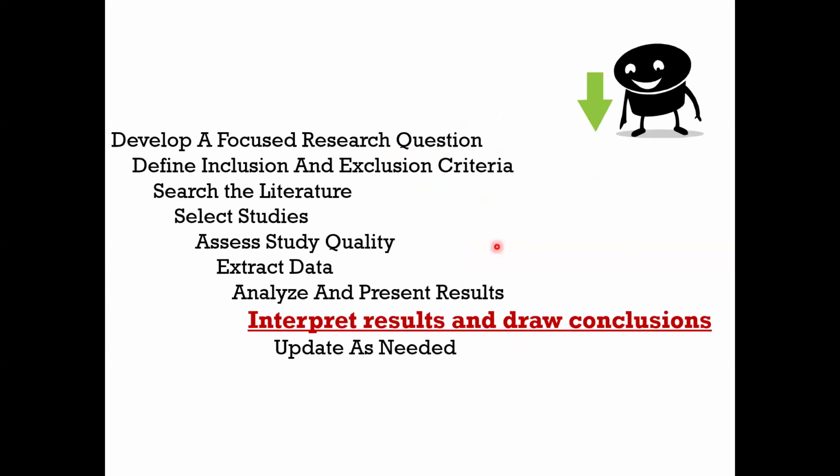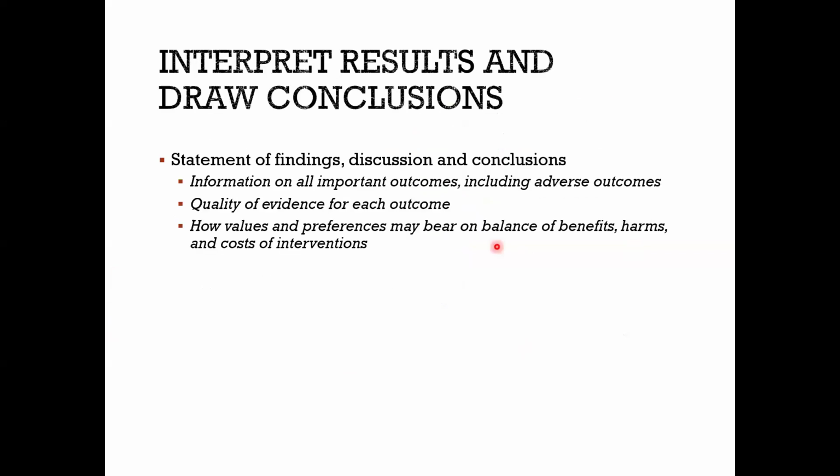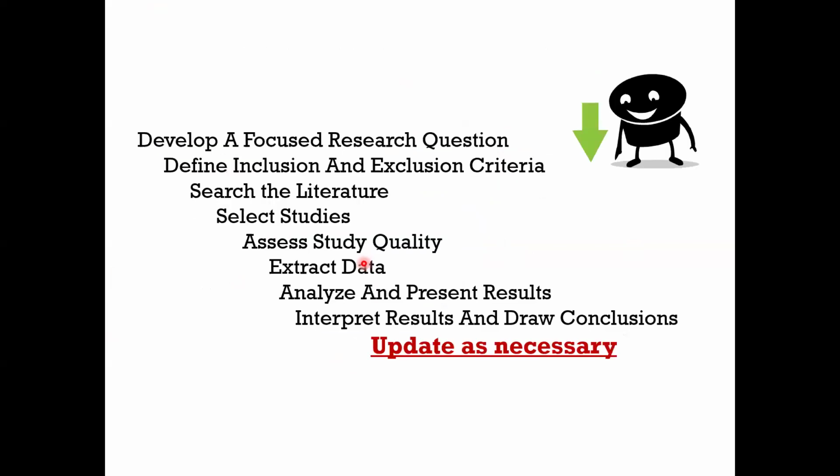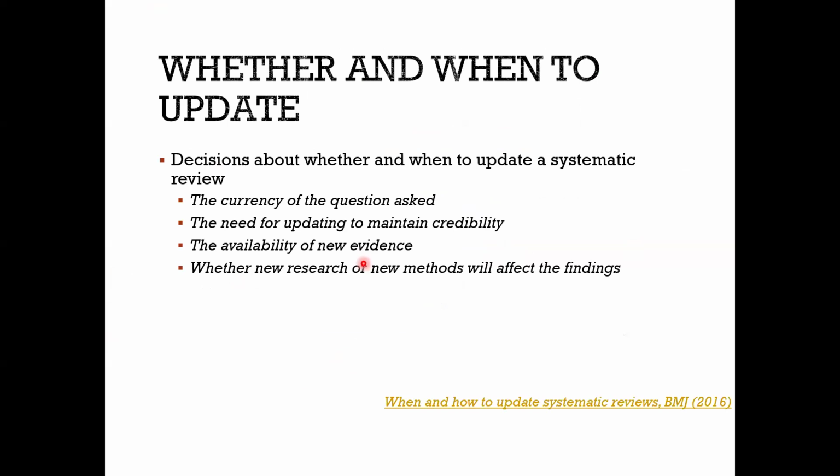Okay, this is interpreting and drawing the conclusion. Once you find the conclusion, you say, okay, this is the evidence produced. This is the information given, this is the important outcome, including the adverse outcome. You have to take the data of adverse outcomes as well. So, quality of the evidence for each outcome. Update as necessary. I hope you're clear with the systematic review and meta-analysis part.